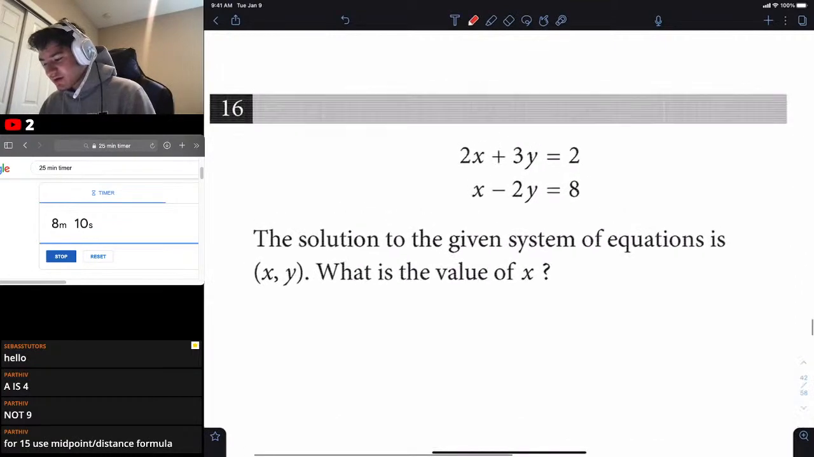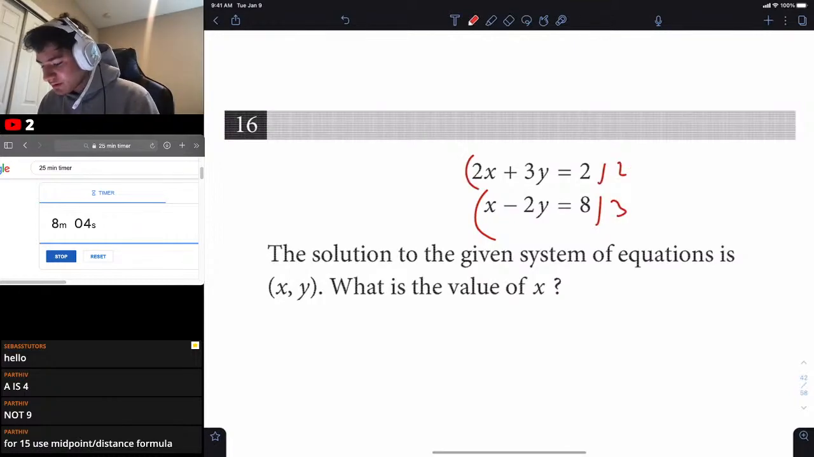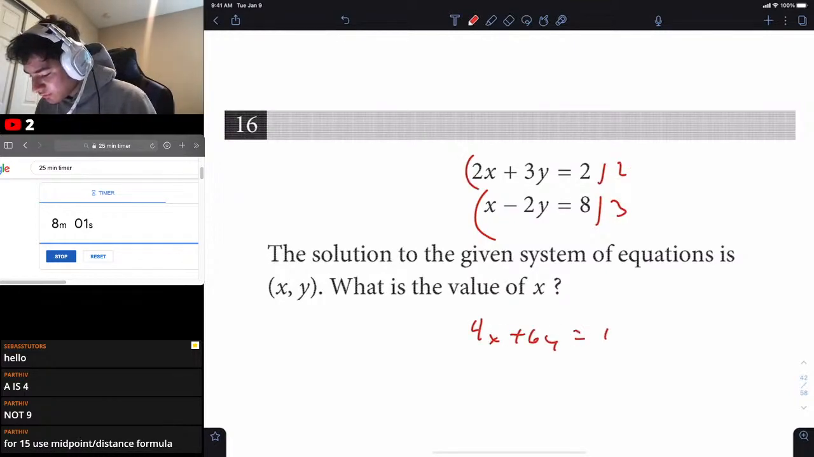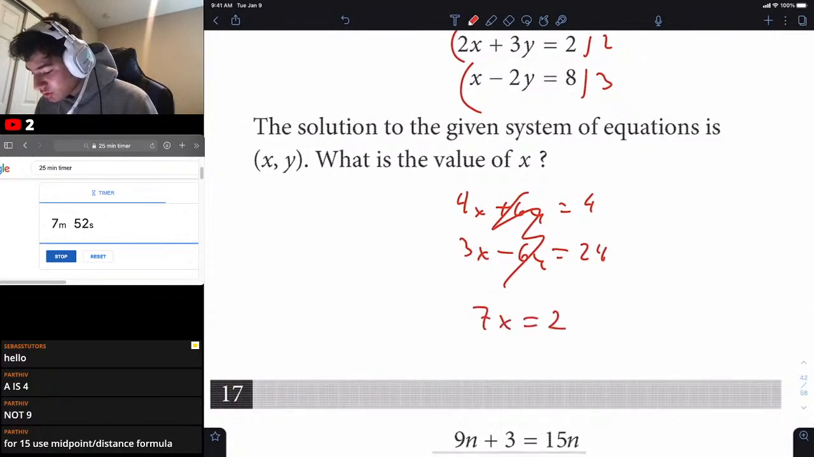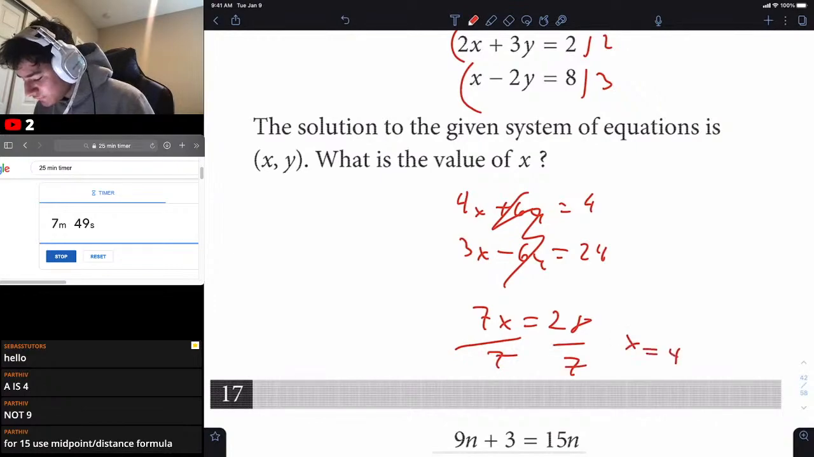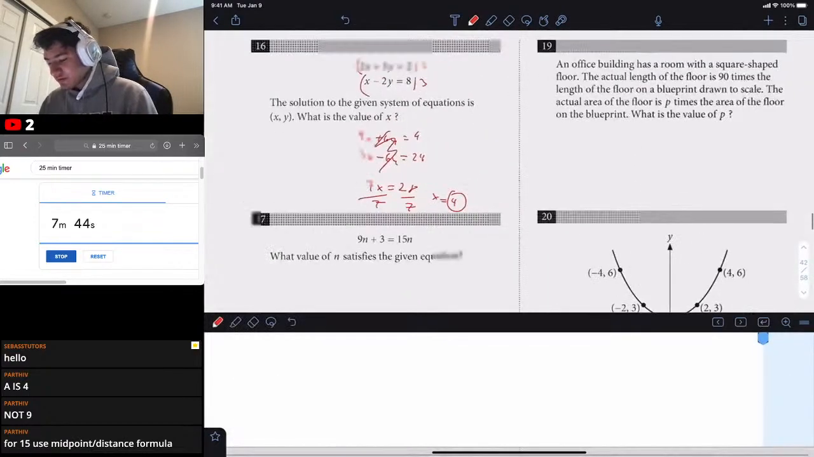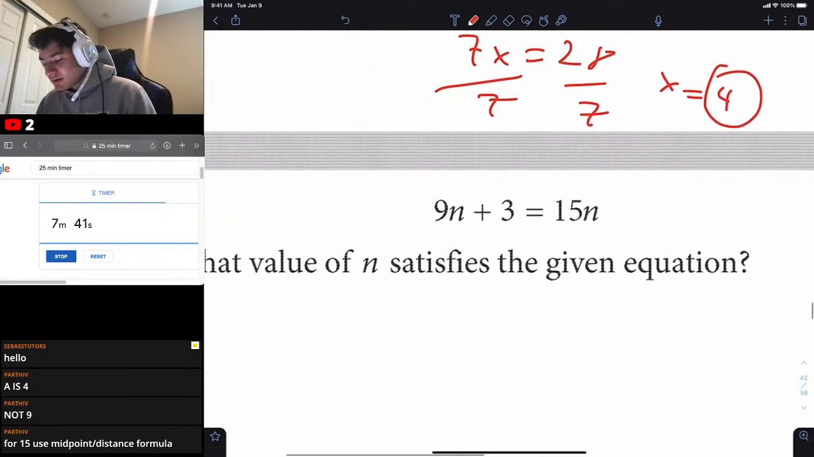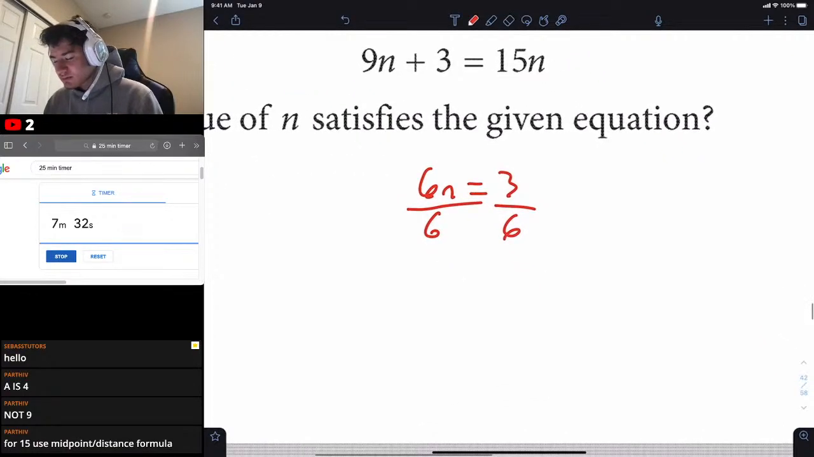Solution of the system of equations, okay, well, I'm just going to multiply this by 3, multiply this by 2: 4x plus 6y equals 4, 3x minus 6y equals 24. These are going to cancel when I add down, so I get 7x equals 28, divided by 7, divided by 7. x is 4. Okay, what is the value of n? Satisfies which value of n? Oh, what happened here? Alright, subtract 9, subtract 9, so I get 6n equals 3. Divide by 6, divide by 6. Yeah, that's going to be 1/2.